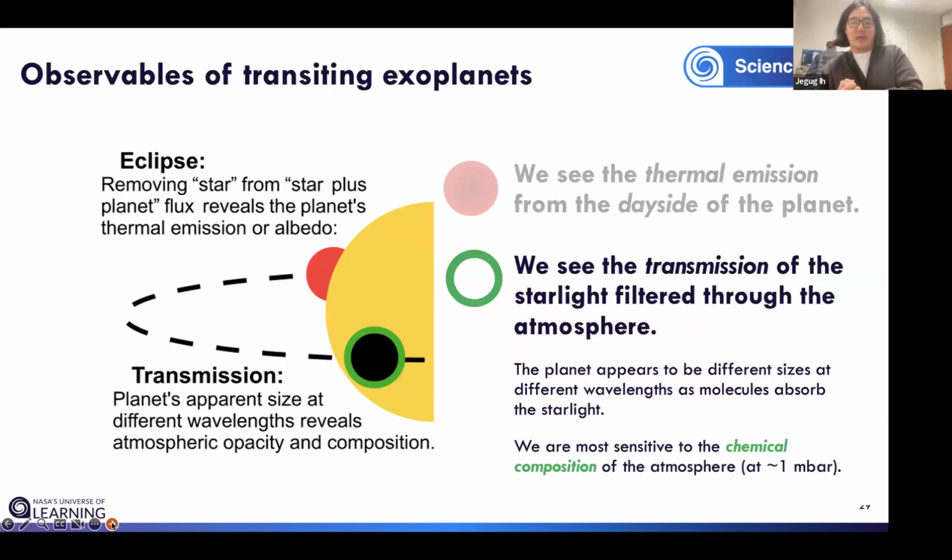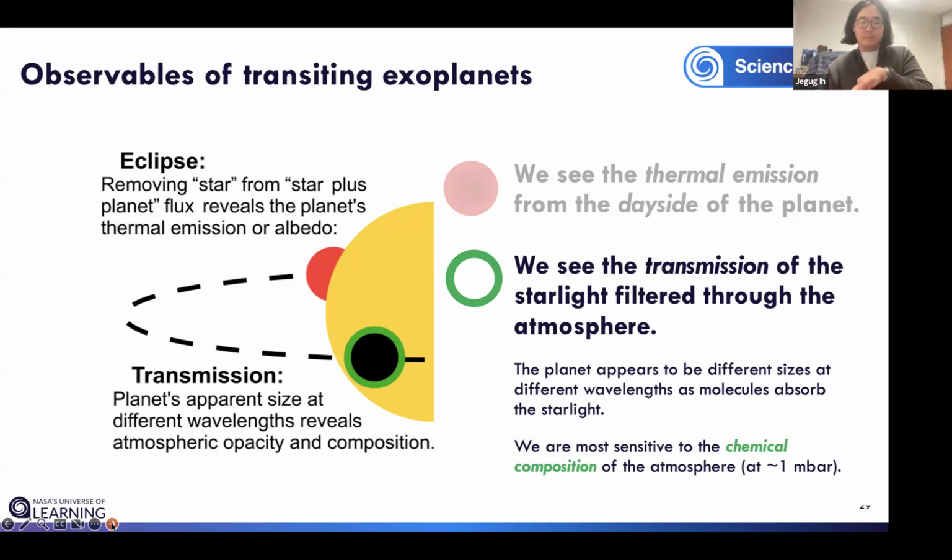And if you go to the next slide, please. And in transmission, what we're looking at is the starlight filtering through that ring of atmosphere around the planet. So underneath the atmosphere, you have a solid disk, which is the actual rock, on top of which you have a ring of atmosphere. And at different wavelengths, because some molecules will absorb at certain wavelengths but not at others, you'll absorb different amounts of starlight. And that's how you get a spectrum out. And from that, you're most sensitive to the chemical composition of the atmosphere, typically at about 1 millibar. And that's low enough pressure to say that we kind of know what the temperature roughly is based on how bright the star is and how close the planet is to the star.